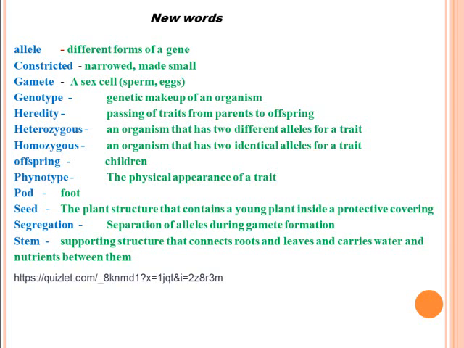Segregation, separation of alleles during gamete formation. Stem, supporting structure that connects roots and leaves and carries water and nutrients between them. Children, you may also practice these new words with their definitions with cards in Quizlet. There is given a reference to this Quizlet.